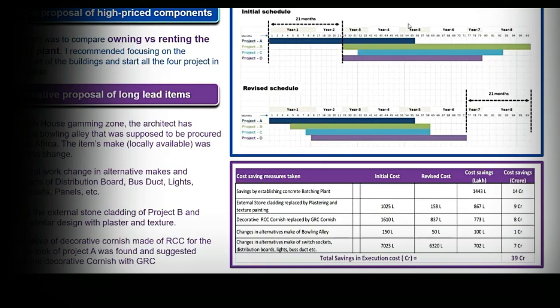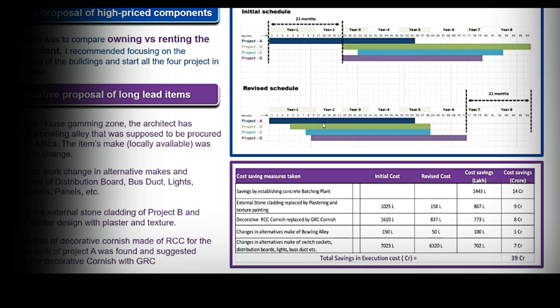My third suggestion was based on the alternative findings for the high priced component and long lead items. I observed in the high price component there was an activity like concreting. For concreting work, it was also in the critical path. So I advised my client to start all four projects at the same year.